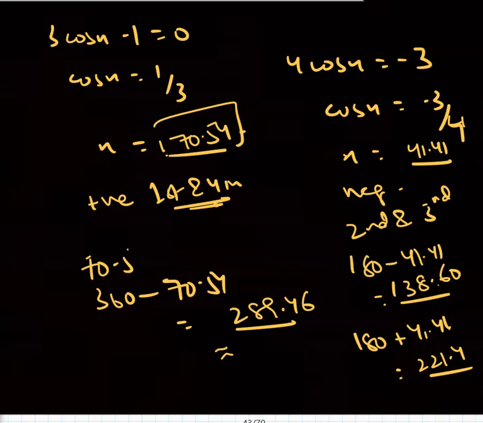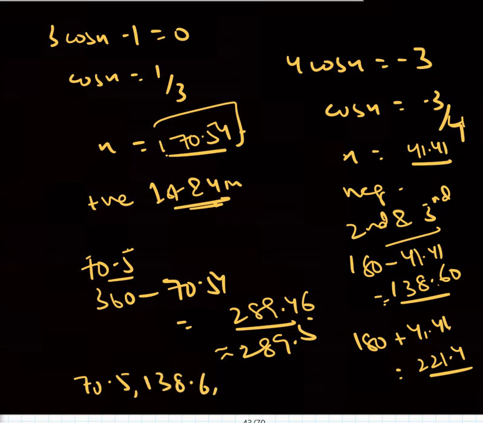Solving it further, in the second quadrant we have to subtract the values. So 180 minus 41.41, we are getting the value 138.6. To one decimal place, it would become 70.5, and this would become 289.5. Arranging the values, we have 70.5 for the solution, then 138.6, then 221.4, then 289.5.